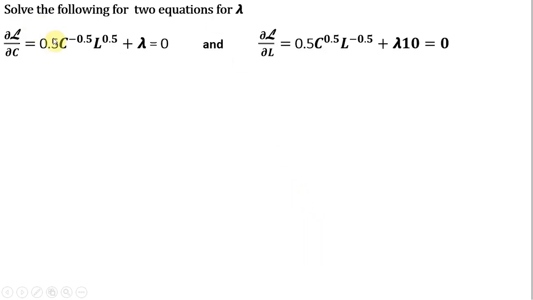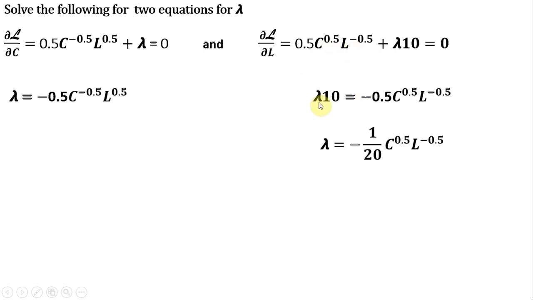The next step is we're going to take those first two partial derivative results that I'm rewriting here and solve them for lambda. So moving this 0.5 times the C stuff over to the other side, lambda will equal this. And then likewise over here, moving this 0.5C times L stuff over to the other side, lambda times 10 equals this. Dividing through by 10 gives us this result. Minus 0.5 divided by 10 is just minus 1 over 20.